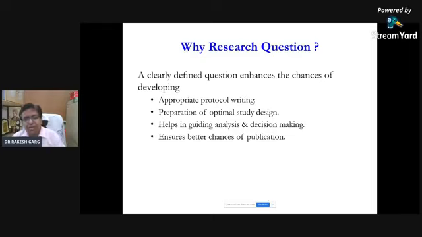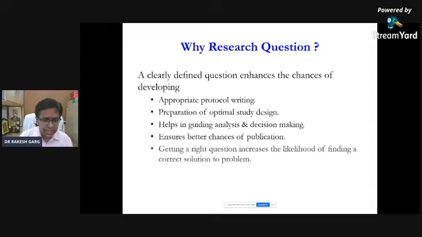And once you have a well-defined research question, because as an editor, when we see a study, we first want to know whether a proper research question has been developed by the authors, and whether the subsequent things have been done based on this. So it ensures a better chance of publication. Getting the right question increases the likelihood of finding a correct solution to the problem. So this is the crux here. Unless we identify what the components of the research question should be, we will not be able to set a method. If methods are not correct, results will not be correct. If results are not correct, our interpretation will be wrong.